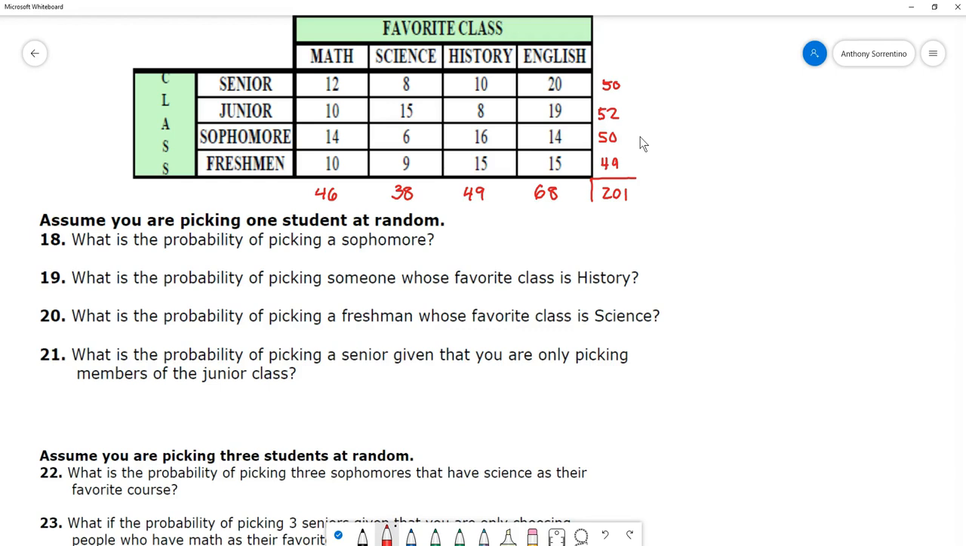So when I say, what is the probability of picking a sophomore if I'm picking one student at random? Well, the sophomores, I have 50 out of 201 students. And if I work that out, it's about 0.2488. What is the probability of picking someone whose favorite class is history? So I have 49 people whose favorite class is history out of 201. And if I carry through that division, I get approximately 0.2438.